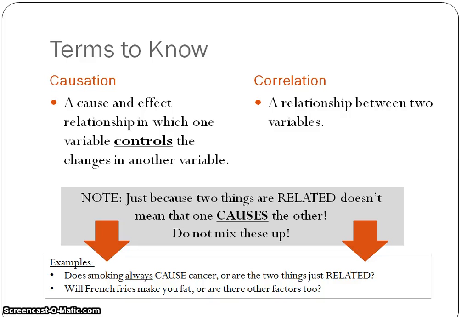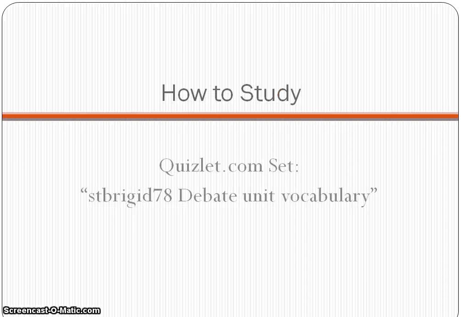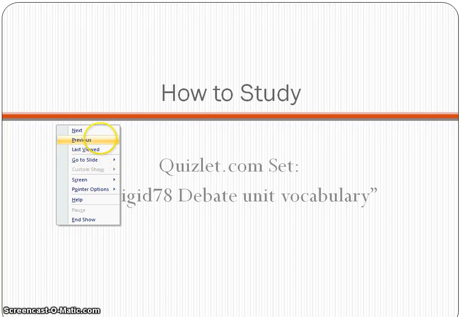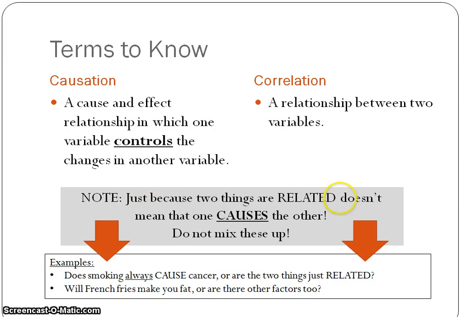Now friends, here's the trick. If you can learn this now, this is something you can use against other people for the rest of your life. Just because two things are related doesn't mean that one causes the other. We don't want to confuse causation and correlation.